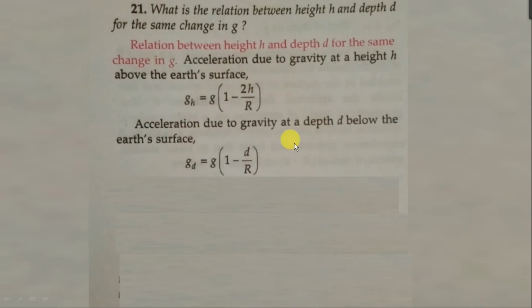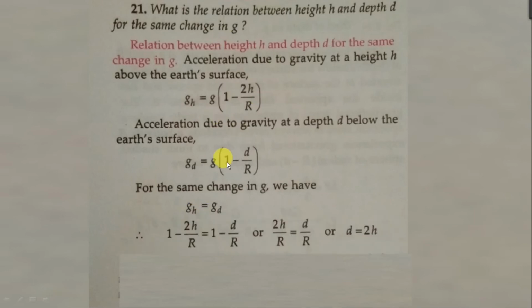So this is the acceleration due to gravity above the surface of the earth, and this is for h less than R. And similarly, acceleration due to gravity at some depth is given by this, and one thing is given, that is the same change in g. So g_h is equal to g_d. Put the formula. So this g will get cancelled.